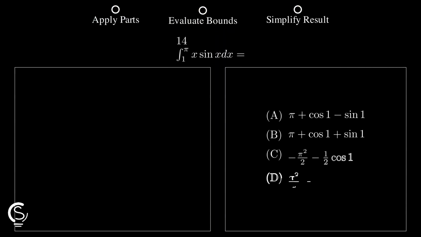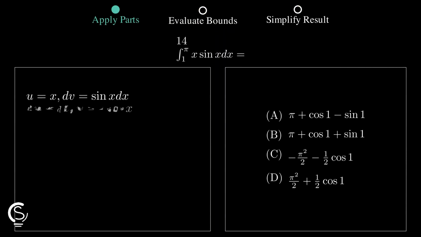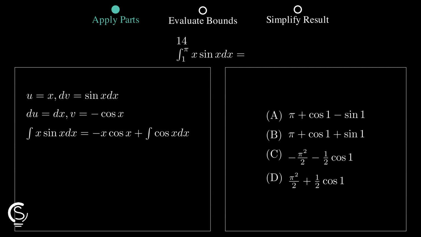Start by setting u equal to x and dv equal to sine x dx. Integrating dv gives negative cosine x, leading us directly to the standard integration by parts formula today.